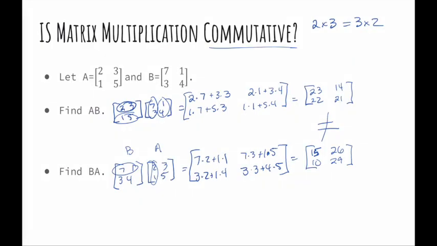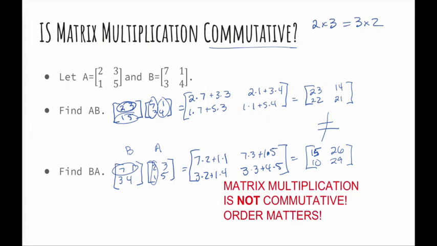And here we can see that AB is not necessarily equal to BA, and generally is not going to be. Theoretically, there could be some matrices for which AB is equal to BA, but probably only if your two matrices are identical. Anyways, matrix multiplication is not commutative. Order matters.